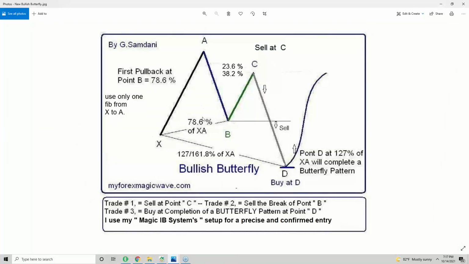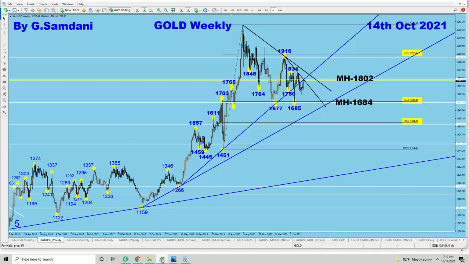This is X, A, B at 78%, C either 38% or 23% touch, and then it comes down all the way. The first small butterfly ends at 127. Bigger, it goes down even more to hit 1.26, 1.61, but the point D is 127% of XA, right? We'll complete a butterfly pattern. So you've got the idea of where we are going if we can stay below 1802.